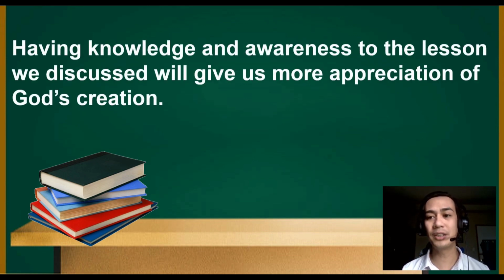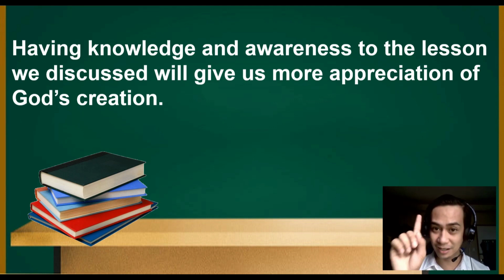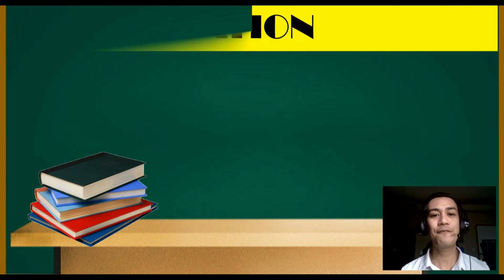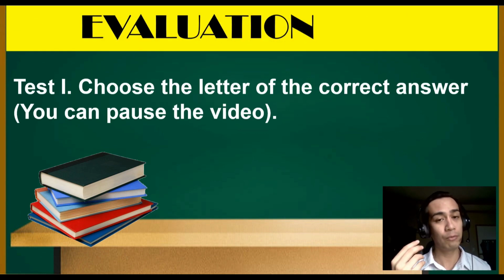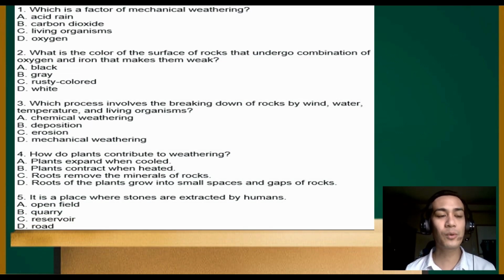So having knowledge and awareness of the lesson we discussed will give us more appreciation of God's creation. And for our evaluation, we have test 1 and test 2. You just have to choose the letter of the correct answer. And of course, as I've said, you can pause the video while you are doing the activity. Copy or read the questions. So let's start. For test 1, we have 1 to 5. So you just need to pick and choose the best or the correct answer. Okay, so you can pause the video if you need much time.